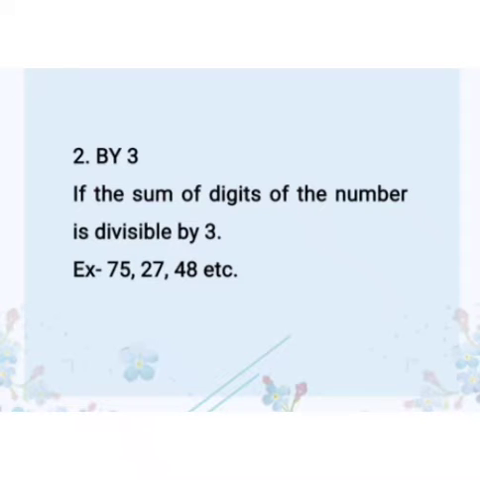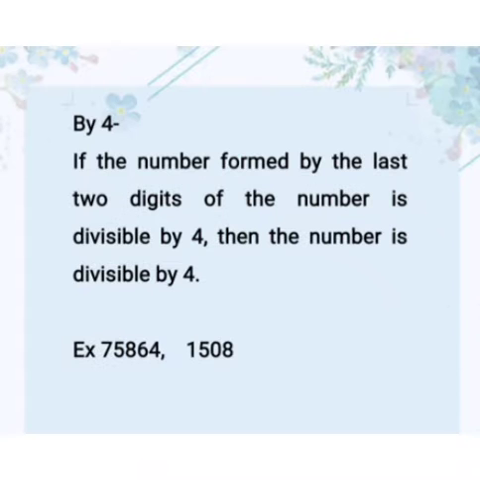12 is divisible by 3. 12, 3 4s are 12. So, 75 will also be divisible by 3. Similarly, 27, 2 plus 7, 9. And 9 is divisible by 3. So, 27 is also divisible by 3. Similarly, in 48, 4 plus 8, 12. 12 is divisible by 3. So, 48 is also divisible by 3.